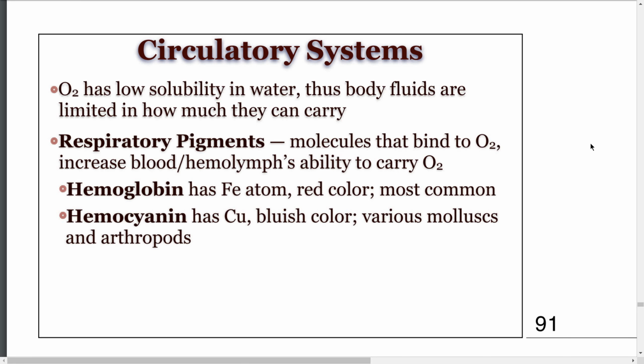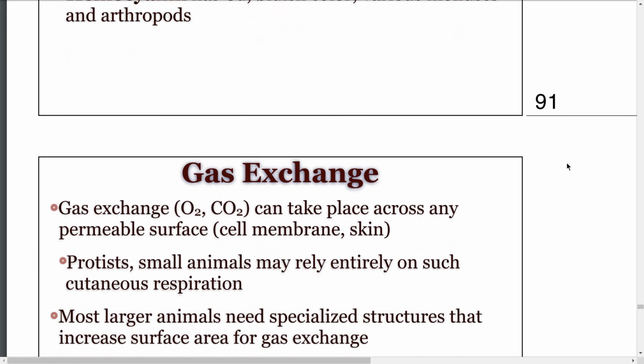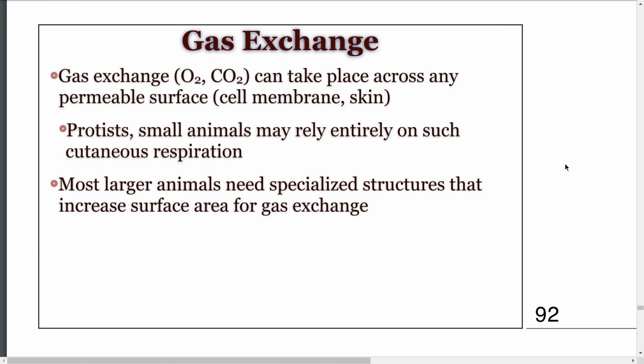All right. So that's circulatory systems. One of the things we want to do is, of course, use that to carry oxygen and carbon dioxide, which means you have to be able to exchange carbon dioxide and oxygen with the environment.